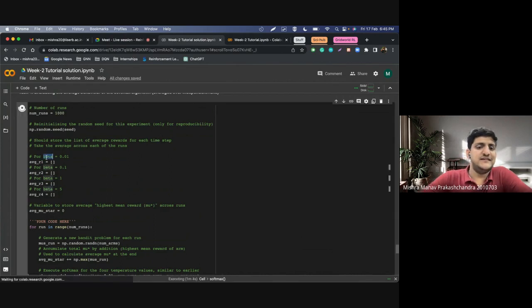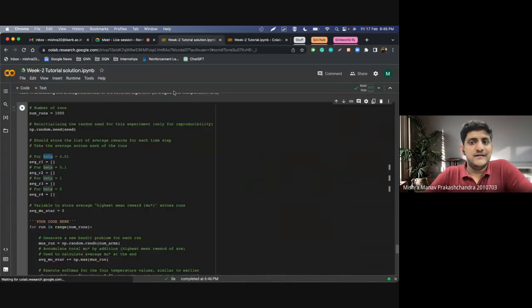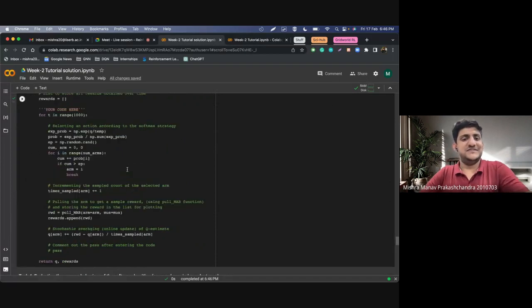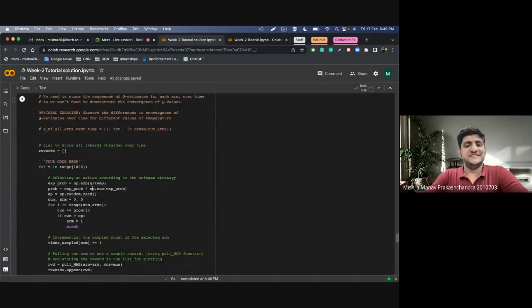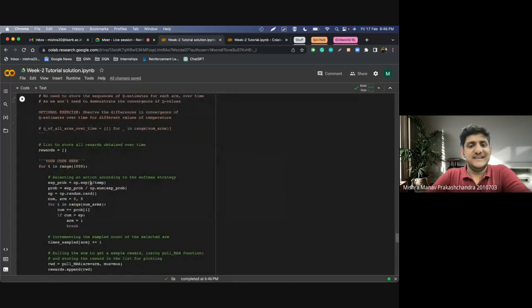Any idea what is beta here in epsilon greedy? Anyone? So my beta looks like this. Okay, so this is the epsilon greedy, which is, sorry, this is my softmax. So my beta is basically Q by temp parameter, right? So I do np.exp, which is Q over temp. So this temp is basically the beta parameter.